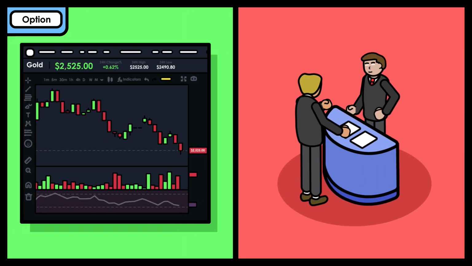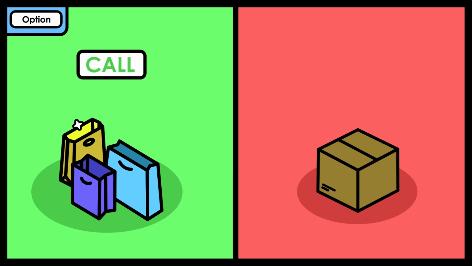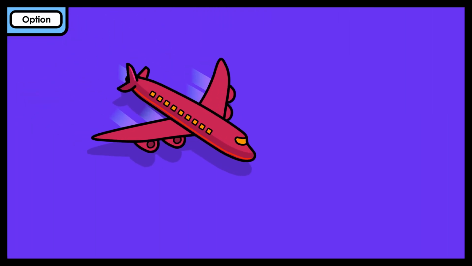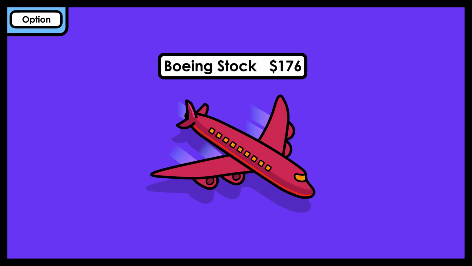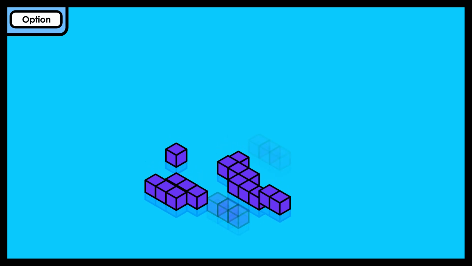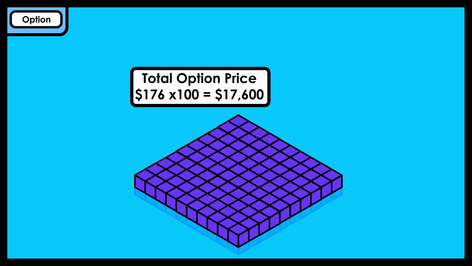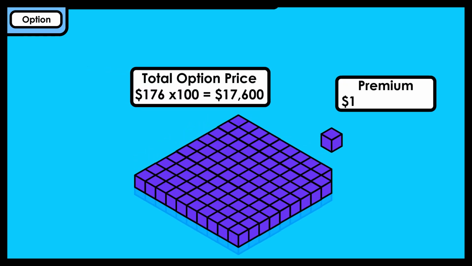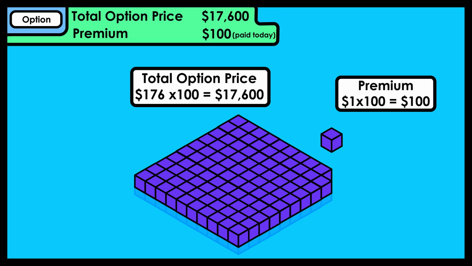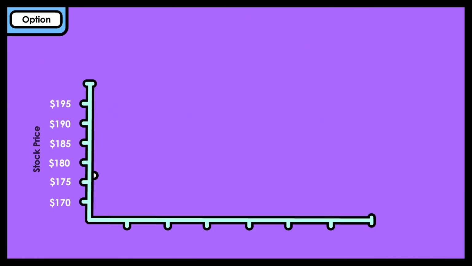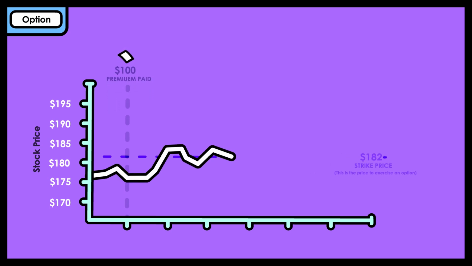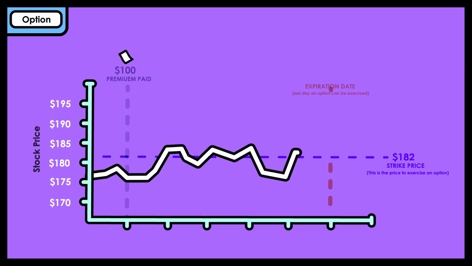Understanding market dynamics leads us to options. Traded on both OTC and exchanges, there are two types of options: a call option to buy and a put option to sell. Imagine I buy a call option for Boeing stock, currently trading at $176. Each option contract represents 100 shares of the underlying asset. To own this option, all I'd need to pay today is the premium of $1 per share, totaling $100 for the contract. Once paid, owning this option means I expect the stock price to rise above the strike price of $182 by its expiration date.